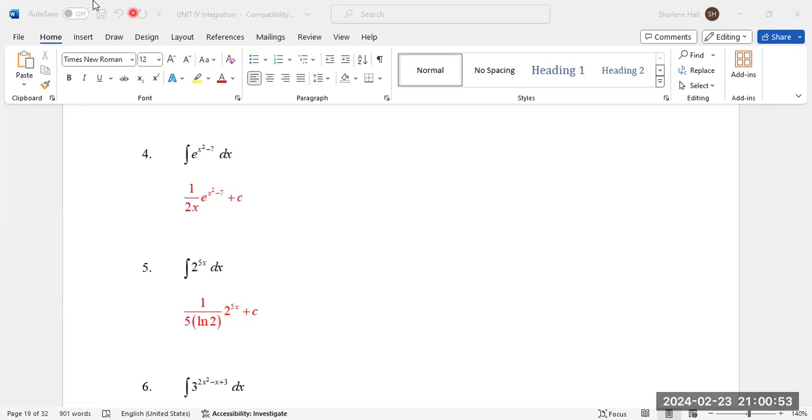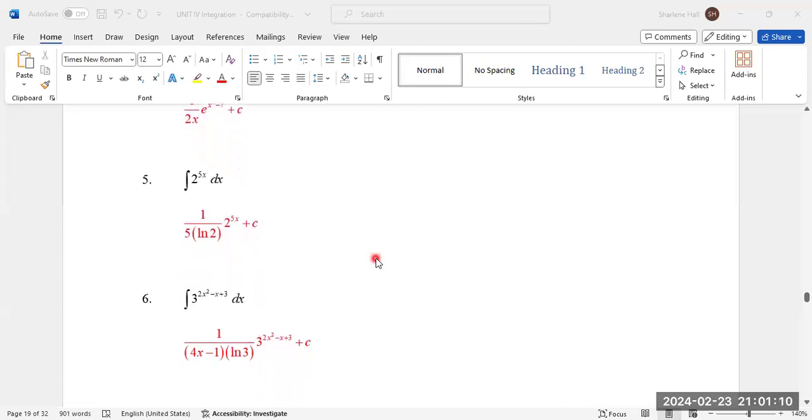Shamari, let me hear what you said. 1 over 4x minus 1 ln 3 to the 2x squared minus x plus 3 plus c. You're correct. So you're correct, Shamari. Simon, you put in an e right here, so why put in an e? You see no e in the function, Simon? Oh, right, apologies, sir. So that's the only mistake that you made.